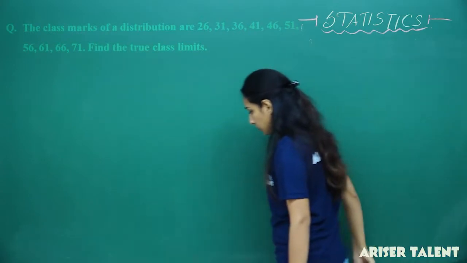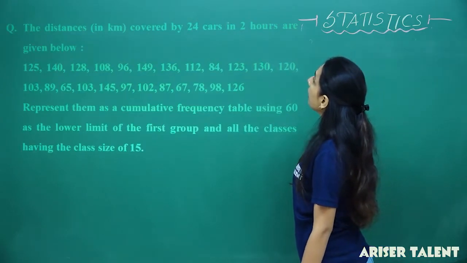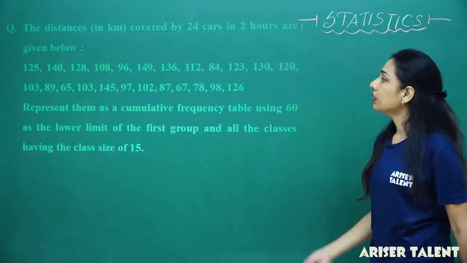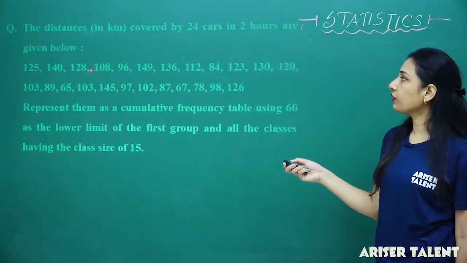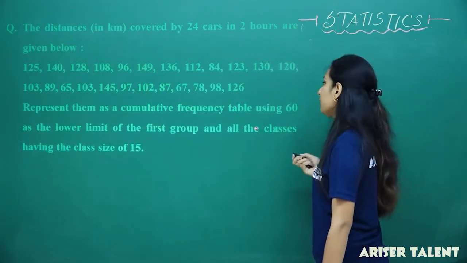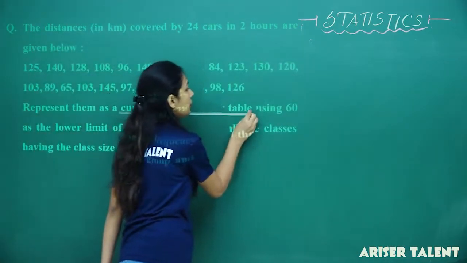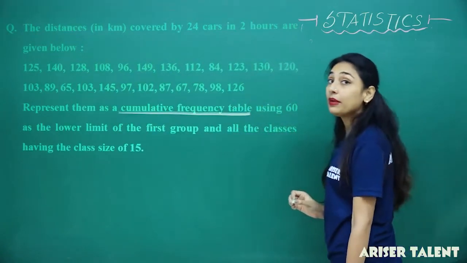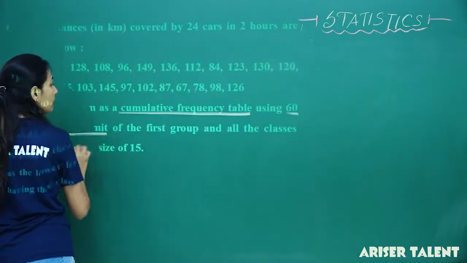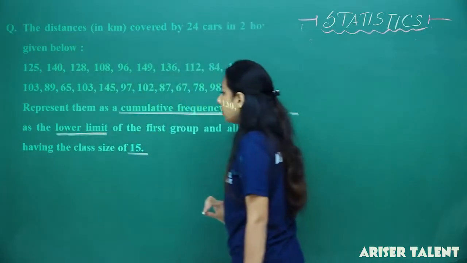Okay, so moving to the next question, you are having the distance covered by 24 cars in 2 hours given by this 125, 140, 128 and so on. Represent them as a cumulative frequency table. Using 60 as the lower limit of the first group, and all the classes having the class size of 15.